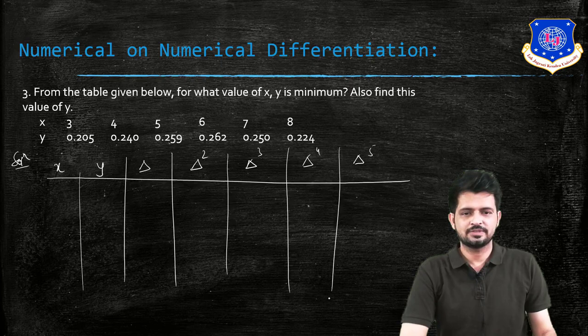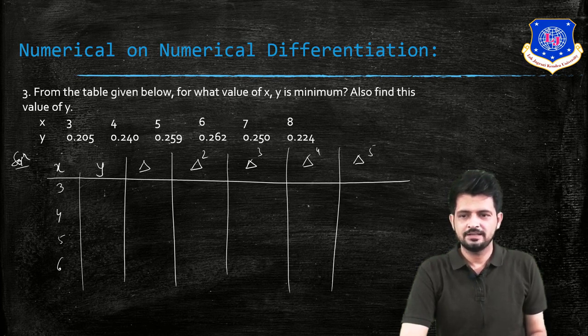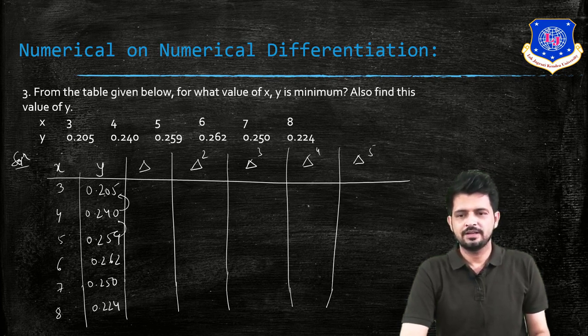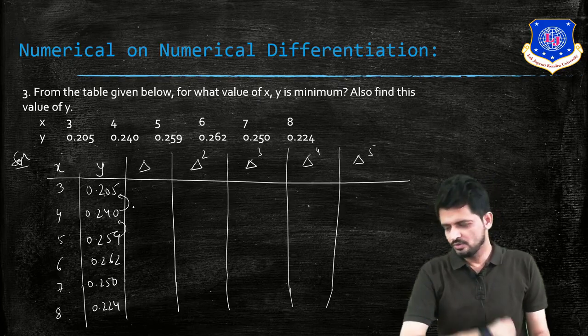The first value of x is 3, 4, 5, 6, 7 and 8. Let us write the value of y: 0.205, 0.240, 0.259, 0.262, 0.250 again, and 0.224. Then we have to find the differences. So let us write the values.